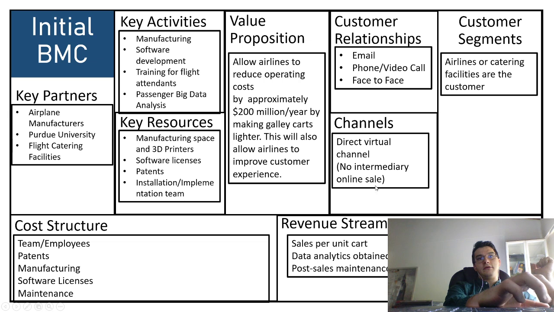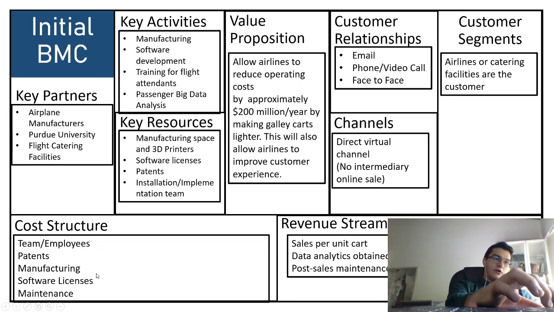And then channels, we have direct virtual channels, so no intermediary, online sale. Basically, just sell through your website. This could just have said website. I don't know why we did it that way. Anyway, so cost structure, we have team and employees, patents, manufacturing, software licenses, maintenance.